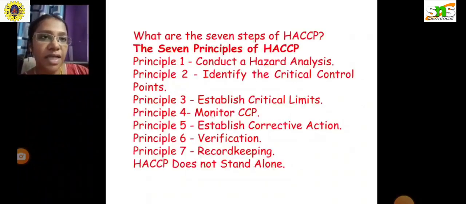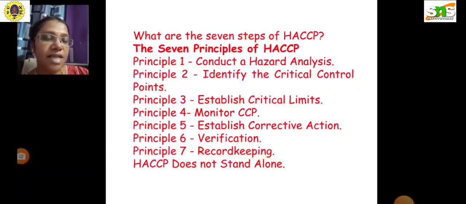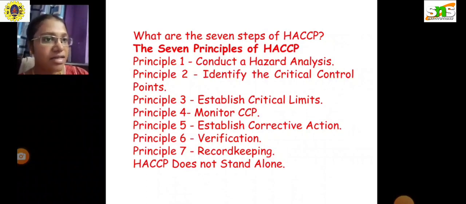Keeping that in mind, there are seven steps of the Hazard Analysis Critical Control Point. We follow this because it is based on seven principles. First, it will conduct a hazard analysis, which will identify the critical points, establish these points, monitor the critical control points and establish corrective action. Then they take the necessary verification for the HACCP, and record keeping is done. It does not stand alone. This is basically practiced in any type of food industry.